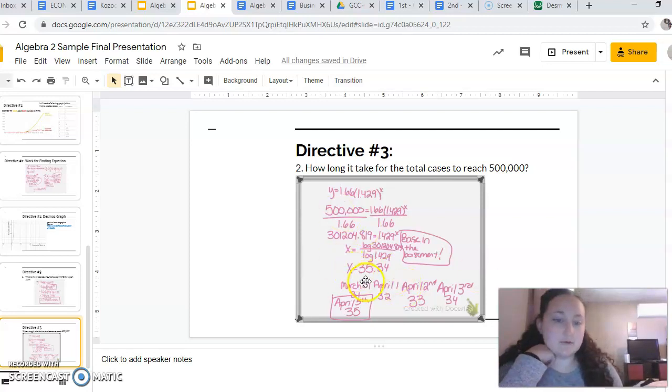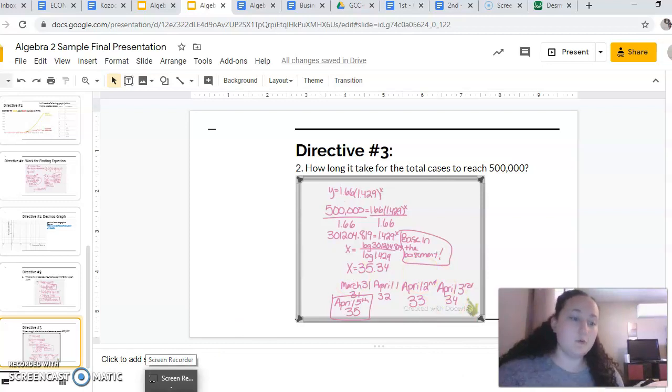Notice here I get x to equal 35. Well, there's not a 35th day in March. March only goes up to 31, so then April 1st is 32, April 2nd is 33, April 3rd is 34, so it ends up being April 5th. We're here to help you though with that part, okay?